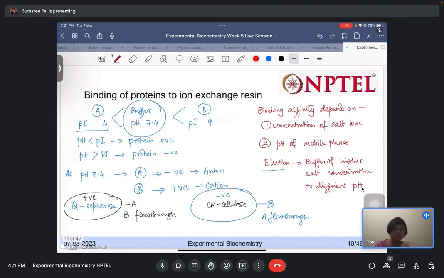Whereas we had discussed that in ion exchange chromatography, the ionic charge of the proteins is utilized for separation. Either it is a positively charged protein or a negatively charged protein, and depending on that, we use either a cation exchanger or an anion exchanger. And in gel filtration chromatography, we utilize the size or the molecular weight of the protein for purification of the protein.